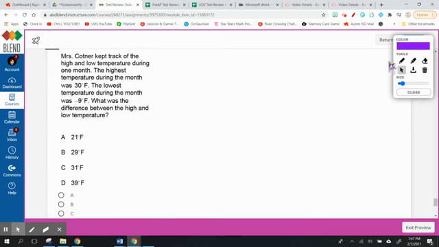Miss Cotner kept track of the high and low temperature during the month. The highest temperature during the month was, boom, 30 degrees. The lowest temperature during the month was -9. Put a 0 there because it goes from positive to negative. What was the difference between the high and the low temperature?